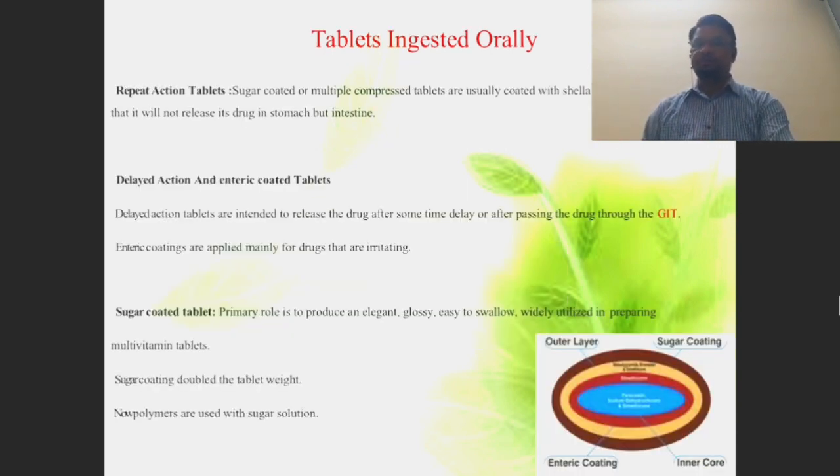That is a part. And you can see here the tablet ingested orally, repeat action tablet, delayed tablet, sugar coated tablet. You can see the gems that small children chew, that gems is nothing but the sugar coated tablet, because small children don't like bitter tablets, so we have to coat it with sugar. Then we have to coat it with color, so that they can be attractive. That is called the organoleptic characteristic we have to increase, so it will be easily taken by the children. Otherwise children will not take the tablet.